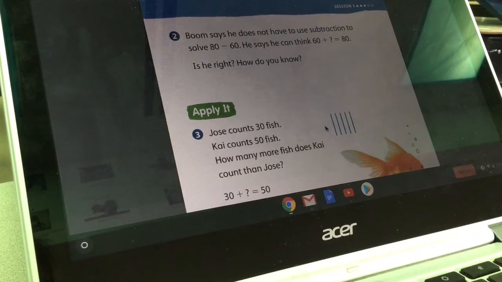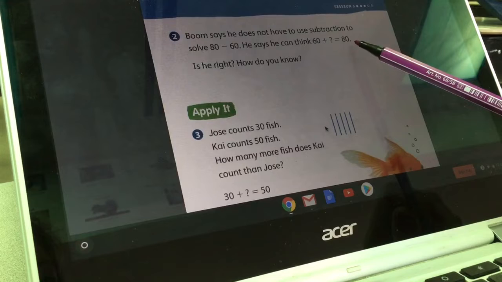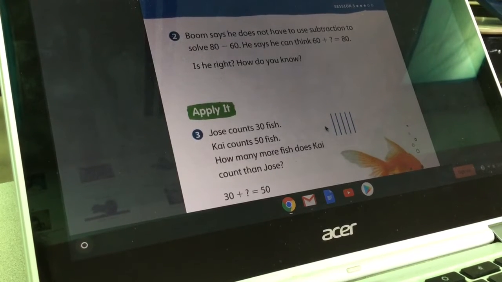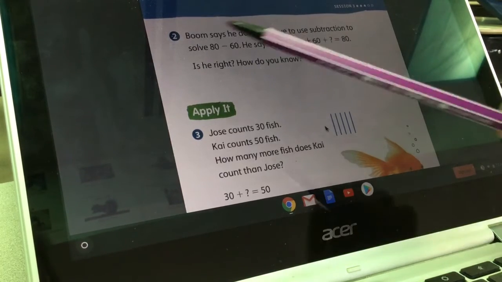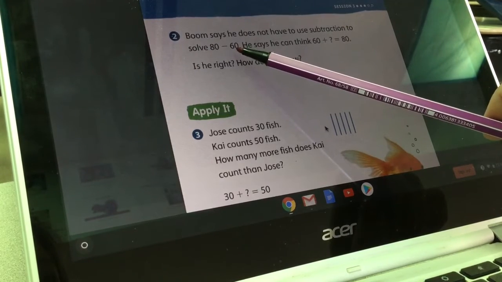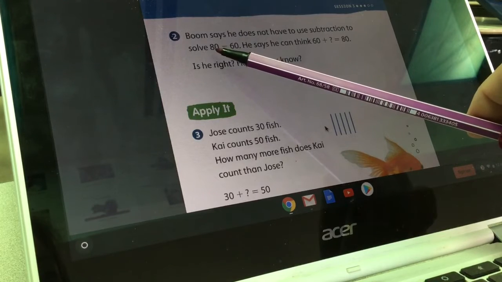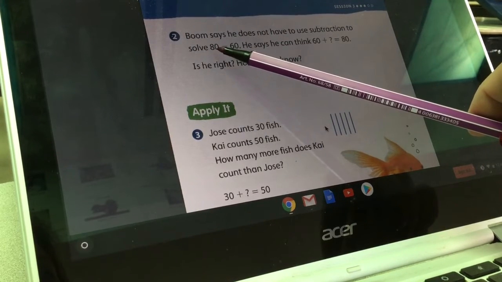So again, it says, Boom says he does not have to use subtraction to solve 80 minus 60. He says he can think 60 plus blank equals 80. Is he right? Boom is right. As we learned with smaller numbers, and the same thing applies for larger numbers, we can take our smaller number in the subtraction problem and count up or count on to our bigger number to find our answer.